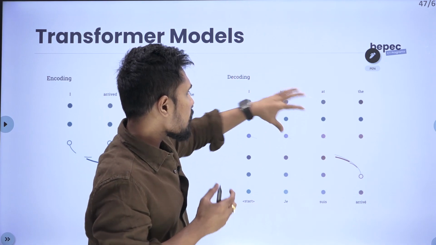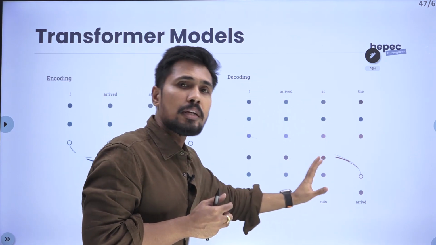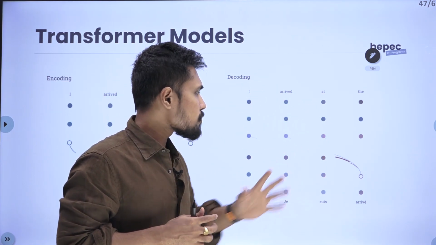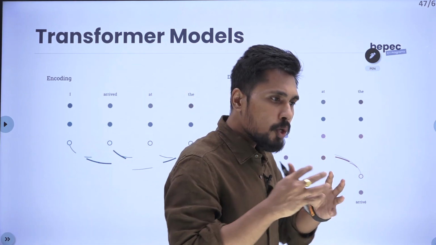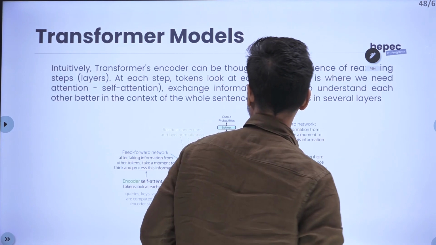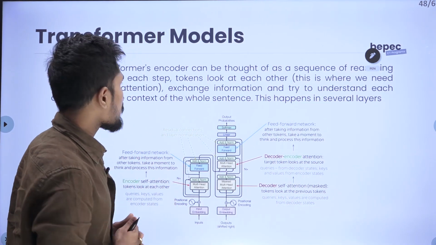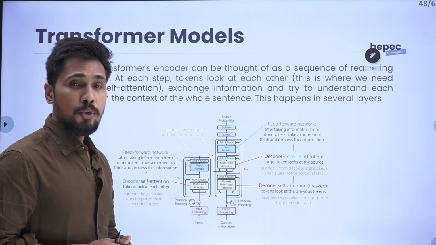It compares the other words through encoding as well as decoding, and it is making a class. That's how your transformer models are working. In order to achieve this, there is an architecture. Now this is a very big architecture where your transformer models are running through.